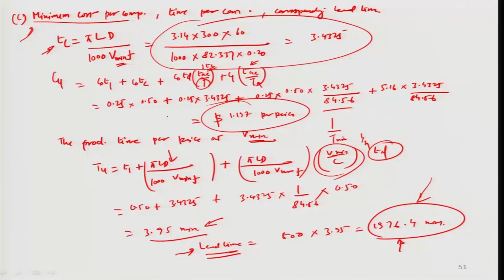In a similar manner, we can do the same for the maximum production model. So, let us actually now do this for part D. Part D asks about the parameters, including the production time per piece, or let us say the cost at the maximum production rate. So, maximum production rate model, you have to find out the corresponding rate, the corresponding cost of machining, and the lead time in this particular case.